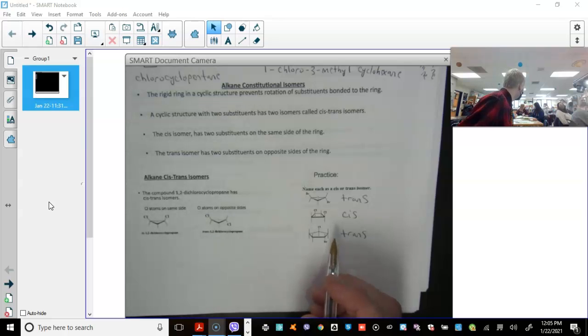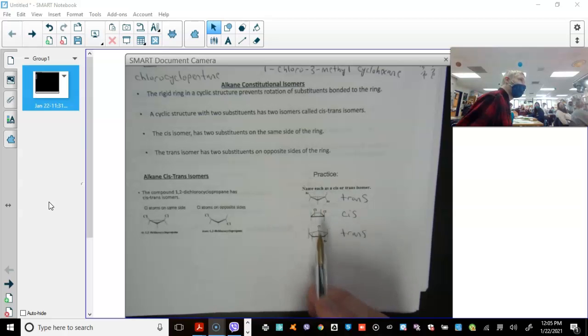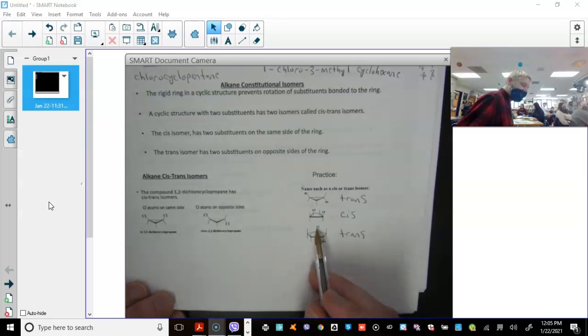How did you tell the difference between the second and third one being cis and trans? Oh, so this one, the chlorines are both going up, where here the bromine's going up and down, up and down. No, I was looking at the lines. It's all about the electronegative or the functional groups.